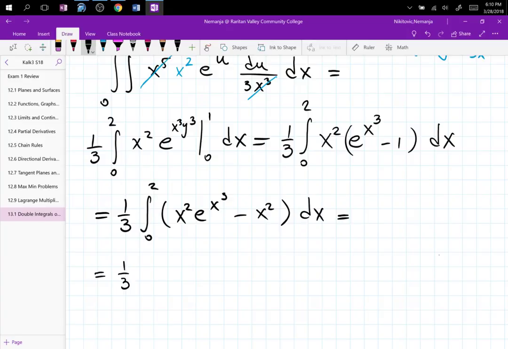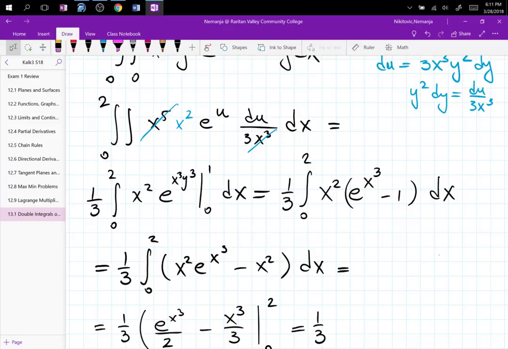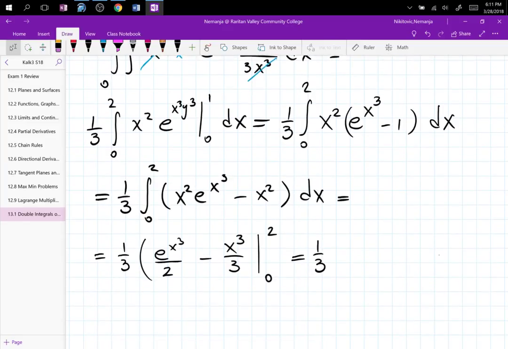I have 1/3. And now we have another u-sub over here. So that's just going to be e to the x cubed over 3, minus x cubed over 3, computed from 0 to 2. That's 1/3. I just stole the same calculation that I had earlier with 3's. Now I have the same calculation with 2's, so it has to have the same answer.